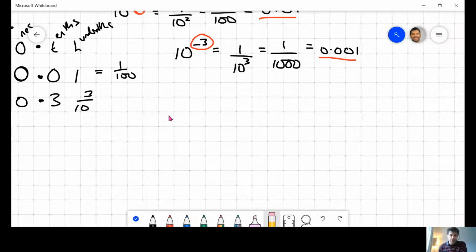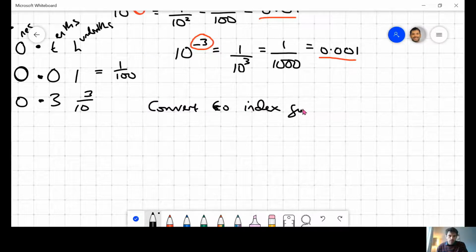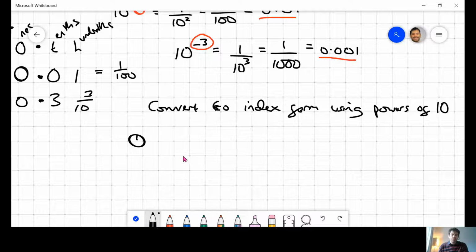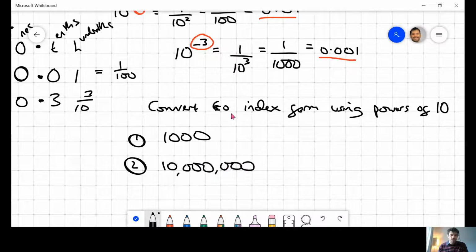The first few questions you're going to get are questions such as convert to index form using powers of 10. So I don't necessarily need to give you questions because I'm going to give you some in a sec. So something like 1,000 and then something like 10 million. Let's make a big leap there, because once you understand the bit before, it should be fairly straightforward.